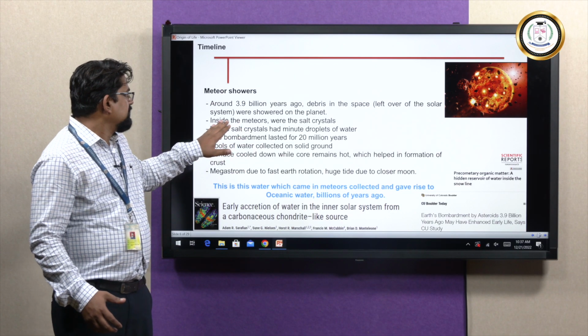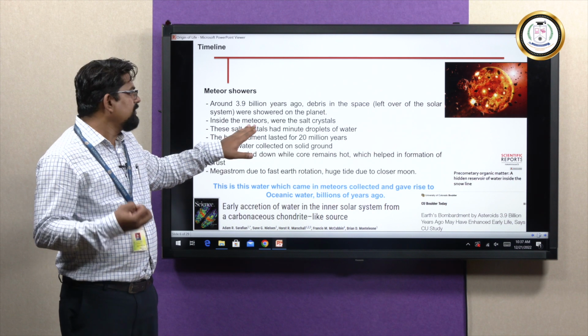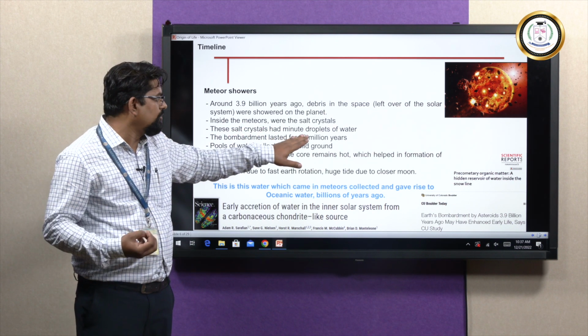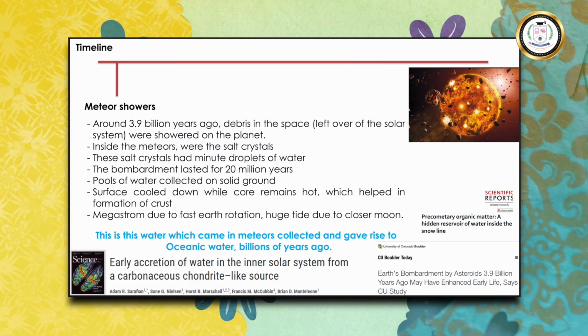As a result, these meteoroids had salt crystals, and these salt crystals had tiny droplets of water. As a result, this bombardment, which lasted for 20 million years, generated a pool of water on the solid ground of the earth.